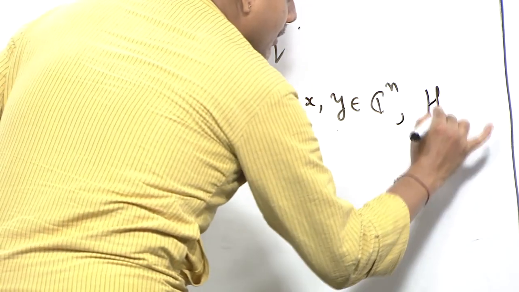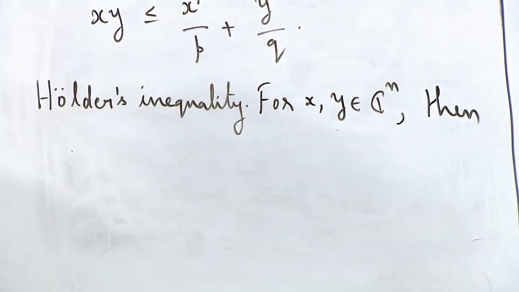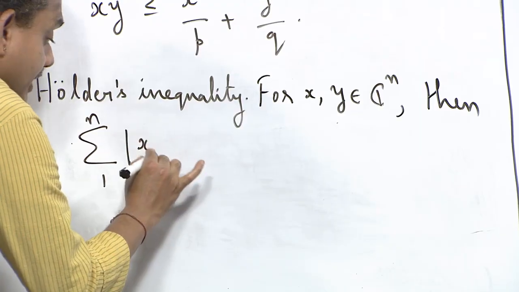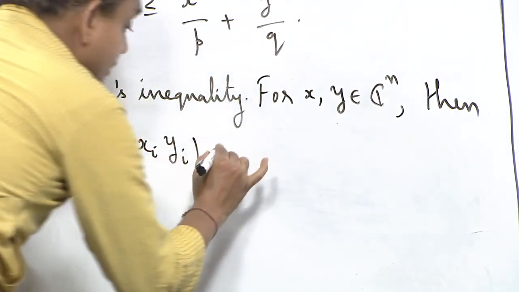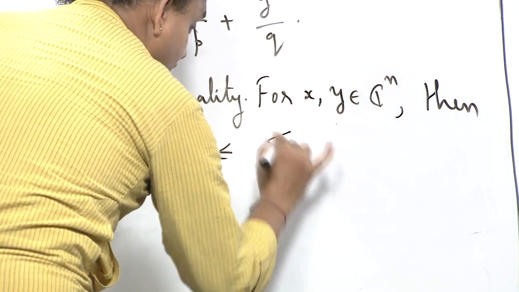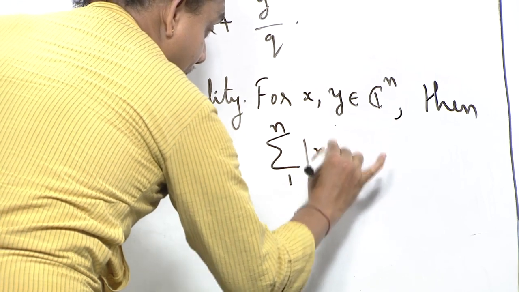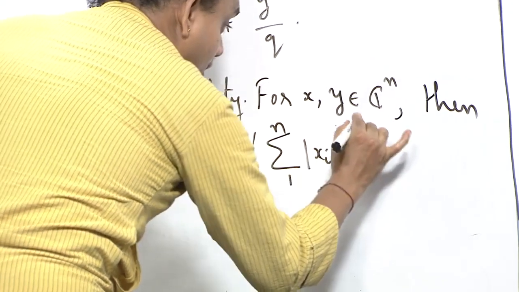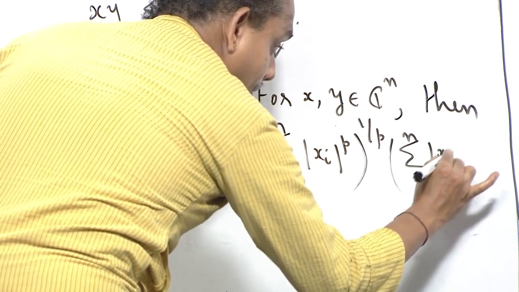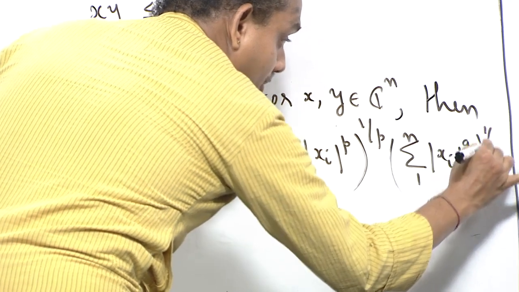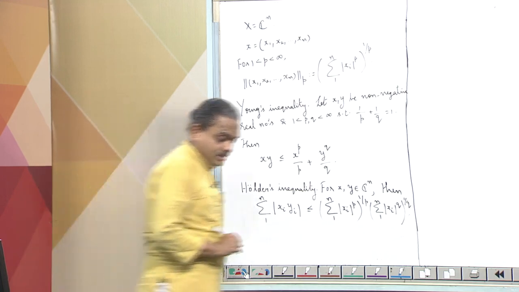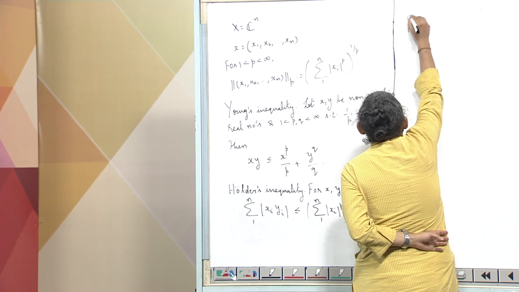Then the summation from 1 to n of mod xi yi is less than or equal to the summation from 1 to n of mod xi power p, whole raised to the power 1 by p, times the summation from 1 to n of mod yi power q, whole raised to the power 1 by q. Yes. So, this inequality is what is known as Hölder's inequality. Right. So, let us begin with the proof.